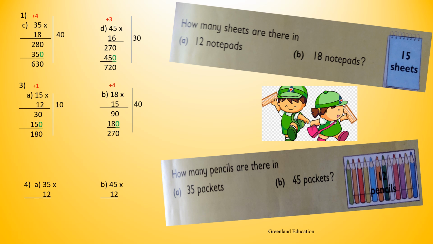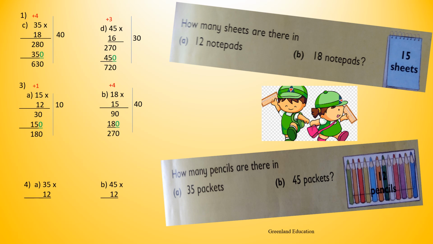Then third question B. How many sheets are there in 18 notepads? In one notepad there are 15 sheets. So you have to multiply 18 by 15. First we will multiply 18 by 5. 5 times 8, 40. From 40 put 0 here. The remaining 4 take it as plus 4 and write above number 1. Then 1 you should multiply by 5. 5 times 1, 5. 5 plus 4, 9. Number is 90.